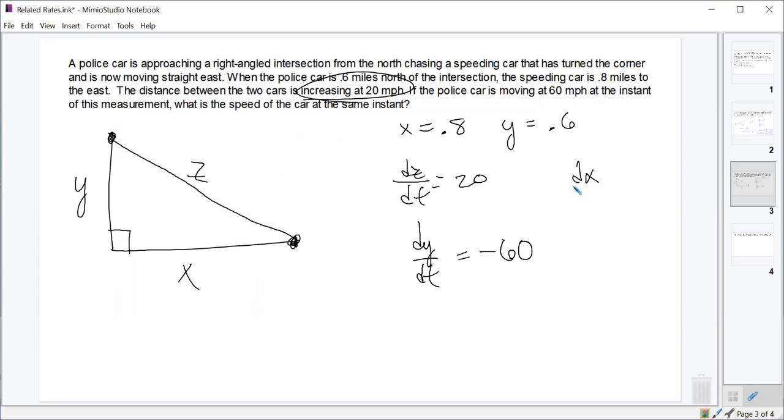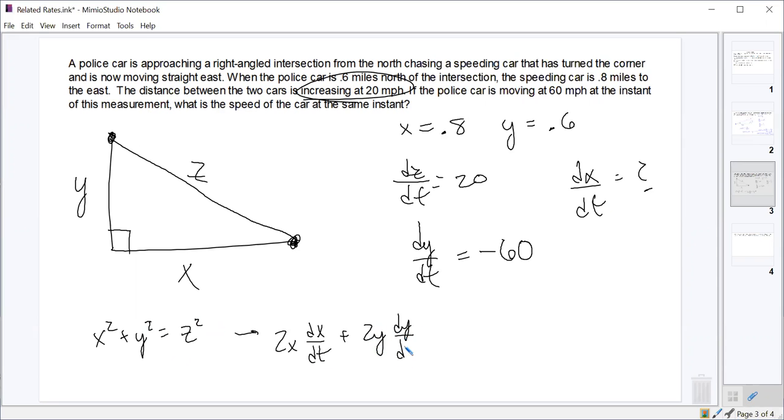So now, how do we relate x, y, and z to figure out the speed of the speeding car, dx/dt? Pythagorean theorem. So x squared plus y squared equals z squared. We have a couple of different options here, but probably the quickest and easiest is to take the derivative with respect to t. 2x dx/dt plus 2y dy/dt equals 2z dz/dt.